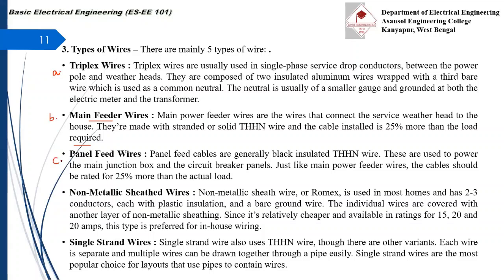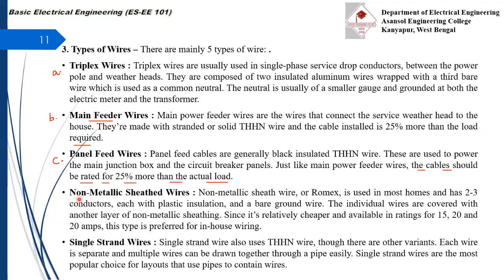Next is third, panel feed wire. Panel feed cables are generally black insulated THHN wire. These are used to power the main junction box and the circuit breaker panels, just like the main power feeder wire. The cables should be rated for 25% more than the actual load. Okay, so that if there is a condition of any over voltage, it can withstand that overload.